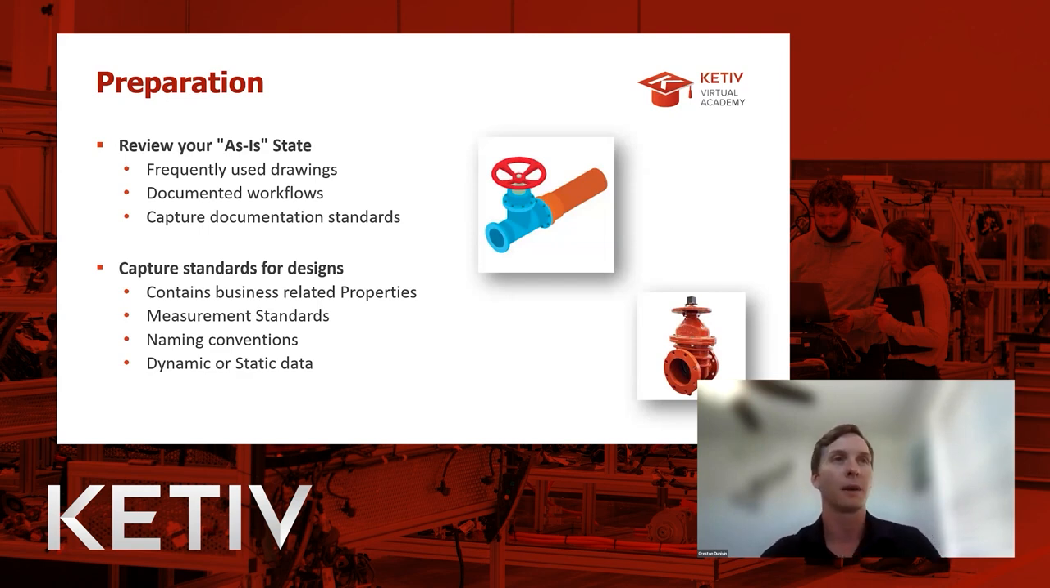For the design space, you want to start looking at business-related properties. How do I do my stock numbers? How do I put my part numbers in there? Like what kind of information do I need to be fed into the bill of materials? Those are all really important. Measurement standards, if you're working in millimeters or inches, depending on the type of machining that you're doing. If it's 16th inch, you want to start looking at that stuff.